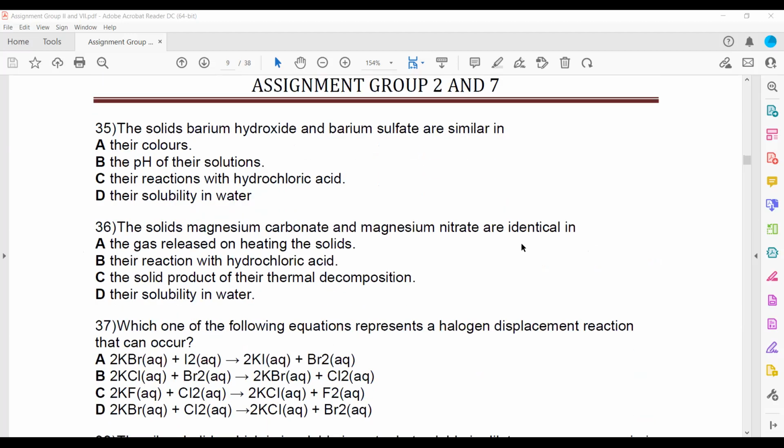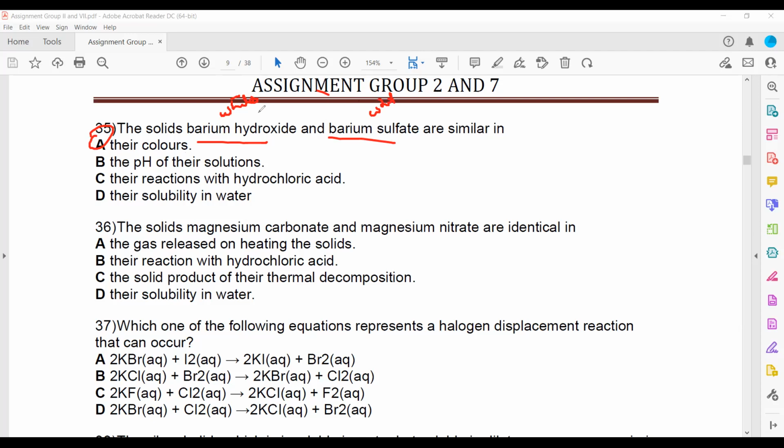In question 35, the solid barium hydroxide and barium sulfate are similar in there. So as I mentioned, group 1, group 2 or group 3 compounds are white solids. So what will be the appearance of barium hydroxide? White. Barium sulfate will also be white. But what about the pH of the solution? Barium hydroxide is alkaline, whereas barium sulfate is insoluble, so it does not dissolve.